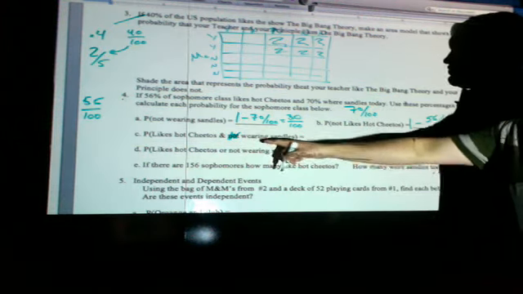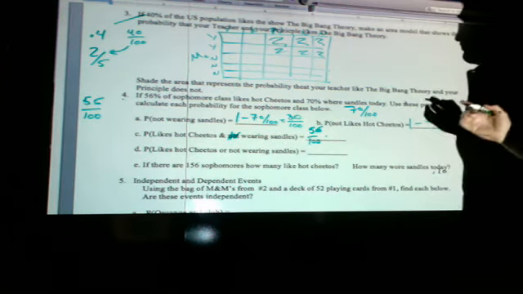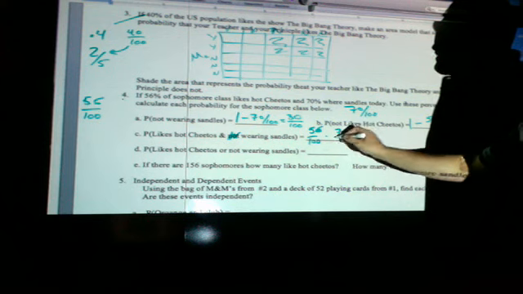We know they're independent, so we can use that multiplication rule. In order to find the probability of liking hot Cheetos and wearing sandals, we take the probability of liking hot Cheetos, 56 over 100, and multiply by the probability of wearing sandals, 70 over 100. That gives us the probability of likes hot Cheetos and wears sandals.